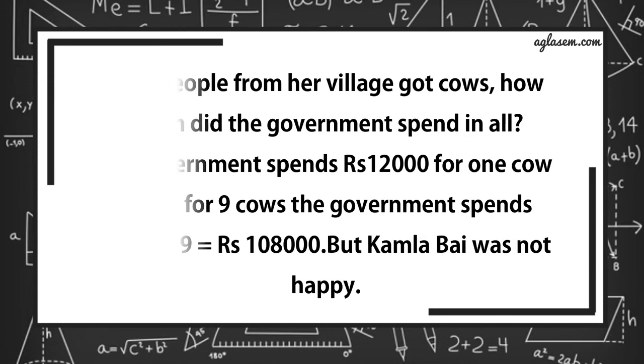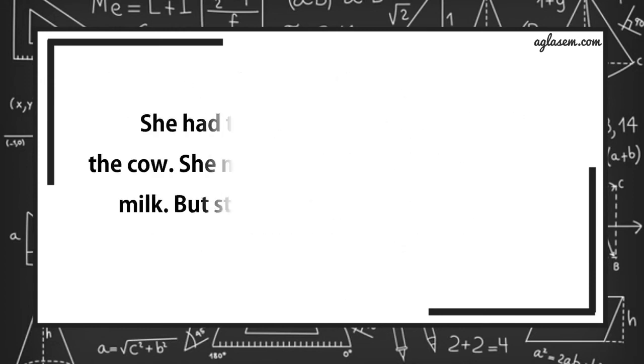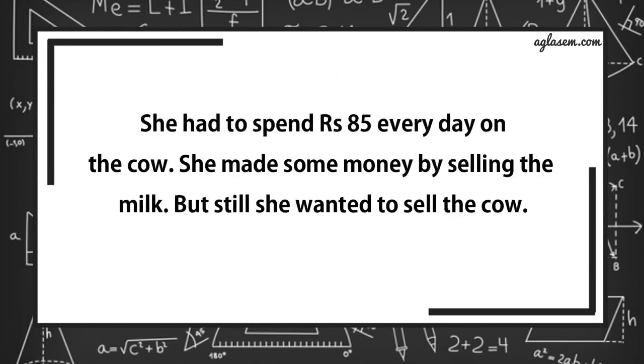But Kamla Bai was not happy. She had to spend rupees 85 each day on the cow. She made some money by selling the milk, but still she wanted to sell the cow.